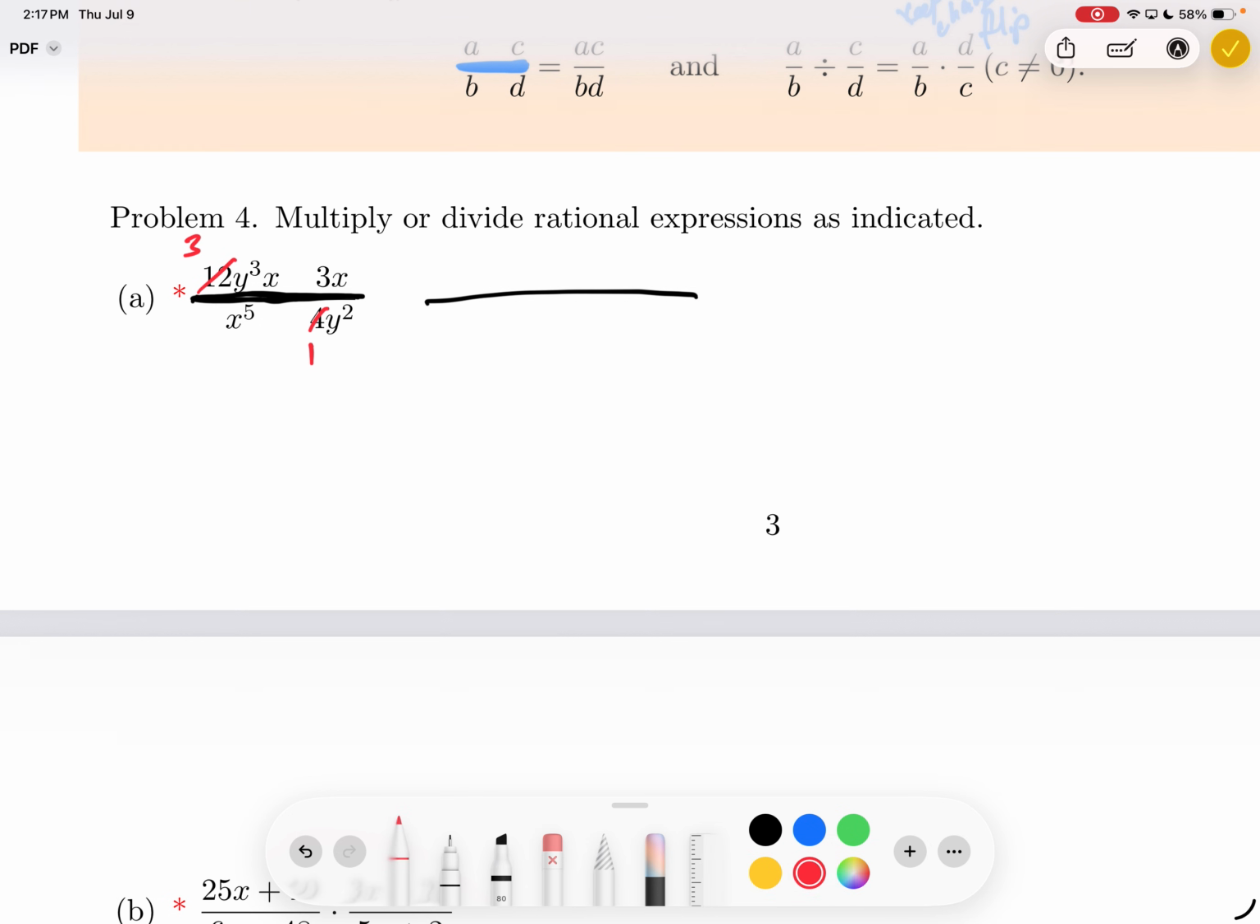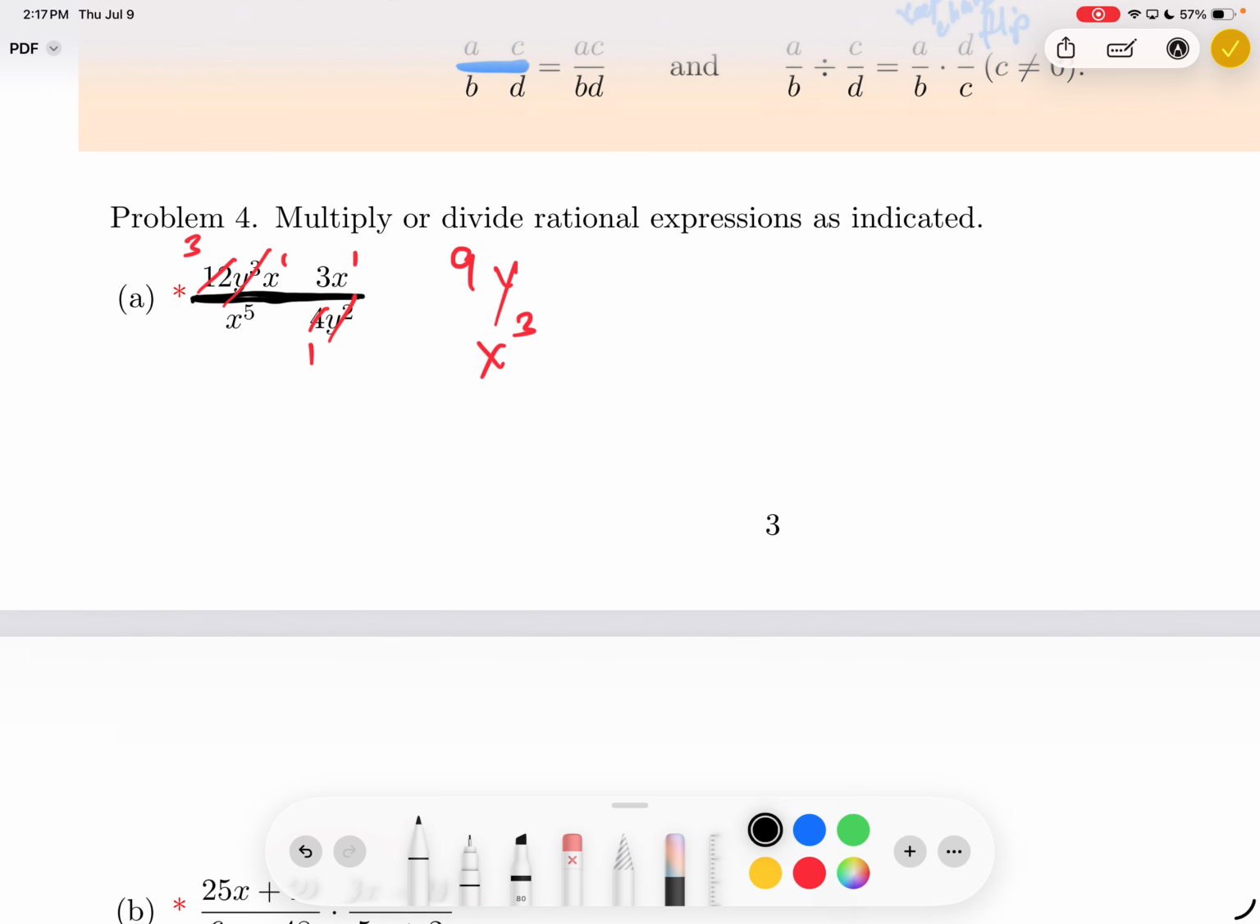Okay. Let's see what else we got. Okay. So on the top, if I look at my numbers, I got 9. My y's are easy. Let's do my y's first. I got 3 on top and 2 on the bottom, right? 3 on top, 2 on the bottom, so that leaves me with 1 extra y on top. My x's, how many x's do I have on top? I got 2, right? So I got 2 x's on top and 5 on the bottom, so that leaves me with 3 extra on the bottom. Okay. So that's one way you can do it.